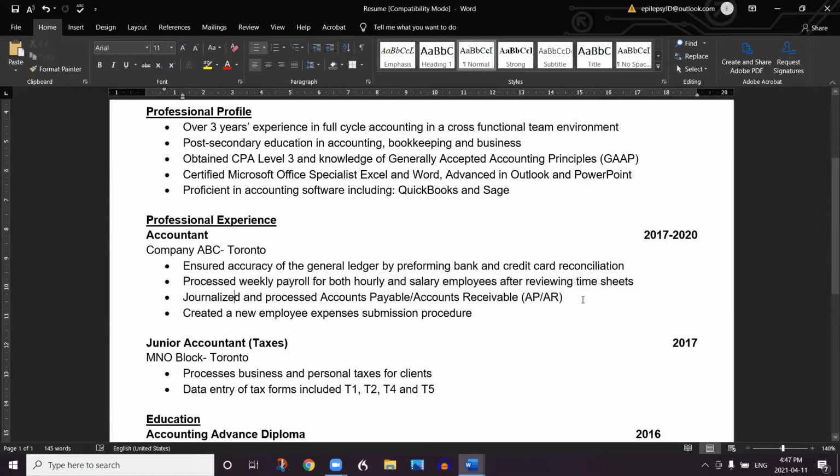Journalized and processed accounts payable and receivable. This is a great place to have an outcome statement, because these things both have to do with cash flow. Accounts payable and receivable is basically how much money someone owes you and how much money you owe other people. Created a new employee expense submission procedure. This is perfect for an outcome statement because it starts with the word created and it's new. So you can really jump and sink your teeth into that. So we're going to go ahead and change a few of these around.